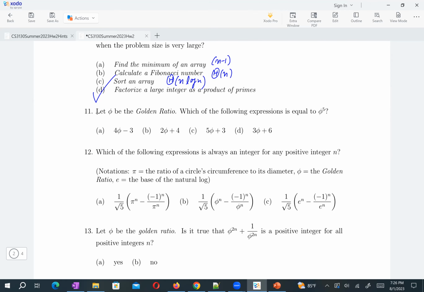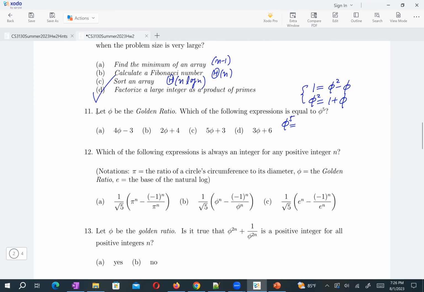So for this one, if you want to use a calculator, that's fine. But I'd like you to use the properties. 1 equals phi squared minus phi, right? That's the first property. Another, phi squared equals 1 plus phi. All right, so phi to the 5th.